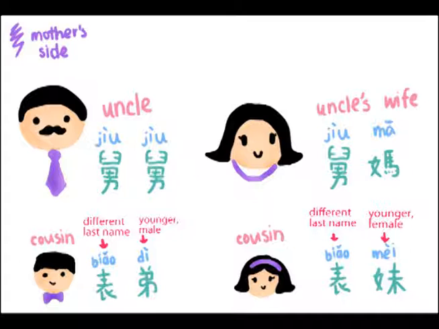If they have a daughter that is younger than you, she would be your Biao Mei. Biao indicates that she has a different last name from you, and Mei indicates that she is a younger female since Mei means younger sister. Biao Mei.